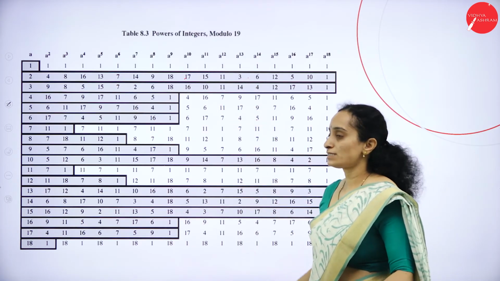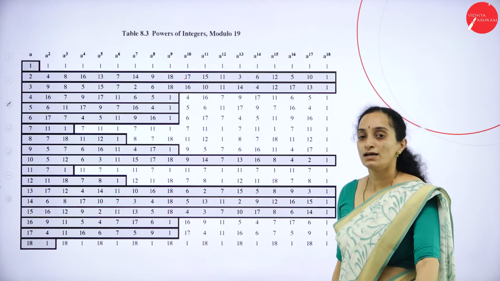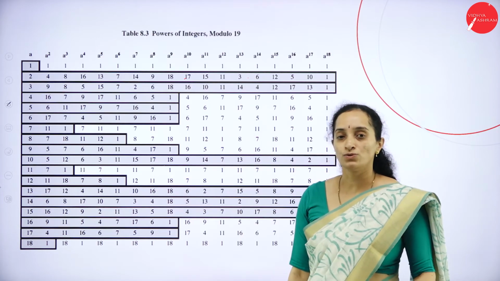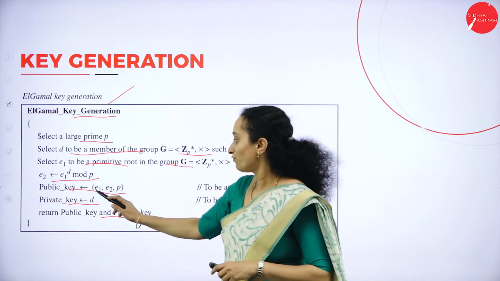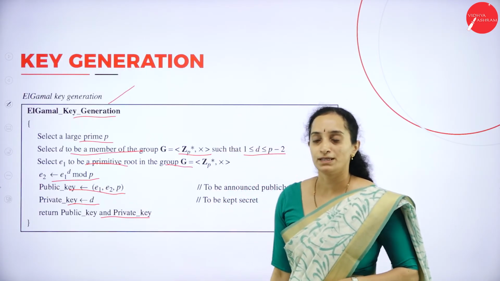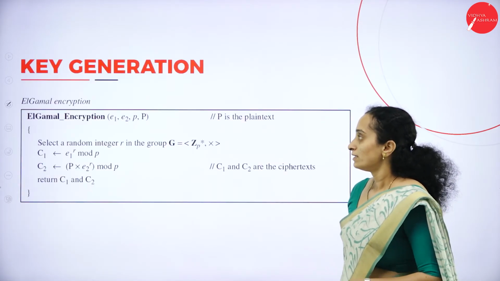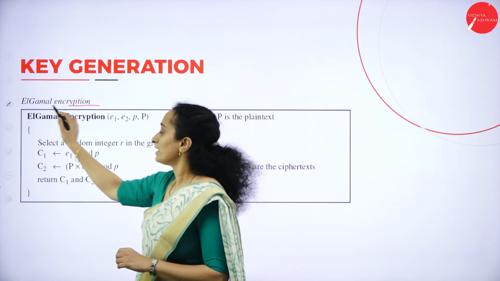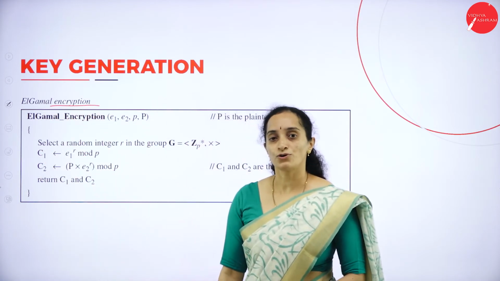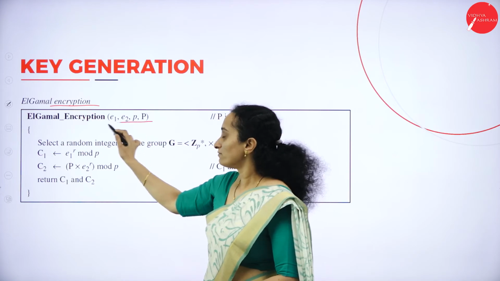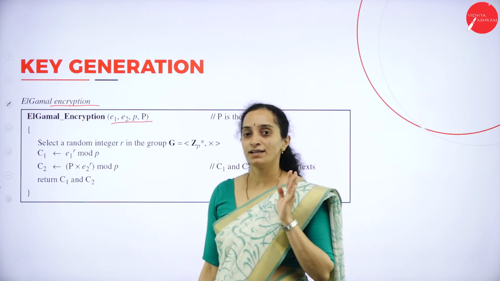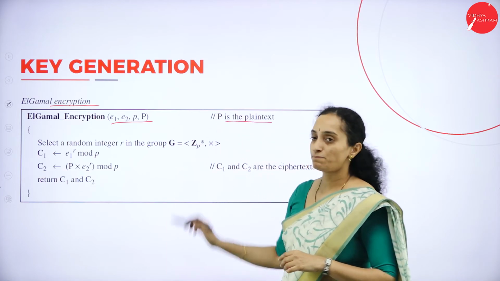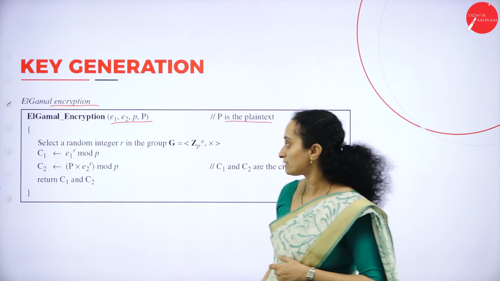Okay. So this is the set of integers, power of integers modulo 19. We can use these for calculating the public key. Okay. Then we have the algorithm for the ElGamal encryption. How do you encrypt this? So we get 3 sets, E1, E2, a large set of primes P, and P as the plain text.